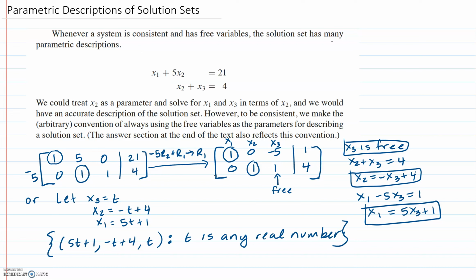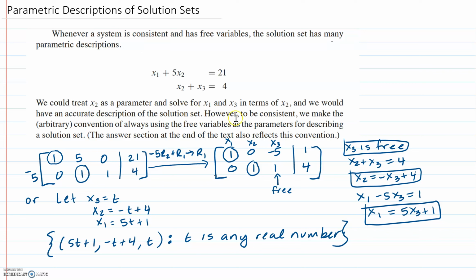And you can really see now, if t is any real number, there's an infinite number of solutions. So now let's go to our second paragraph in our little snippet. We could treat x2 as a parameter, it says. So we could have treated x2 instead of x3 as a parameter and solve for x1 and x3 in terms of x2. And by the way, that would have been an accurate description of our solution set, but we're not going to do that.